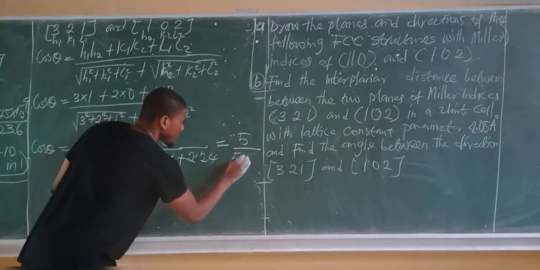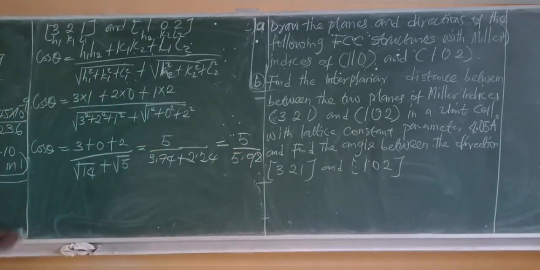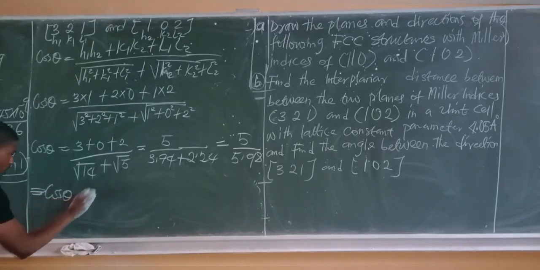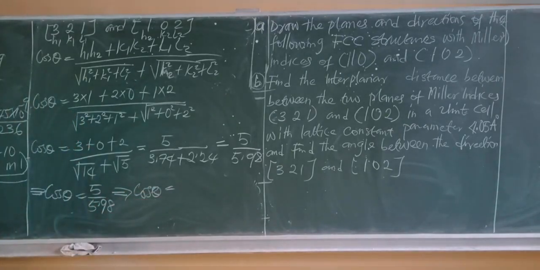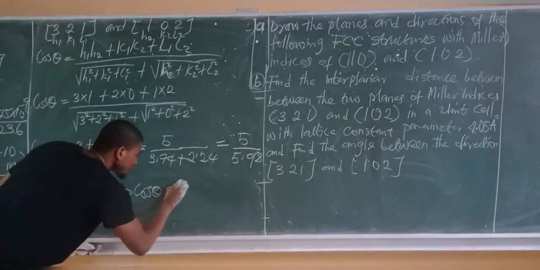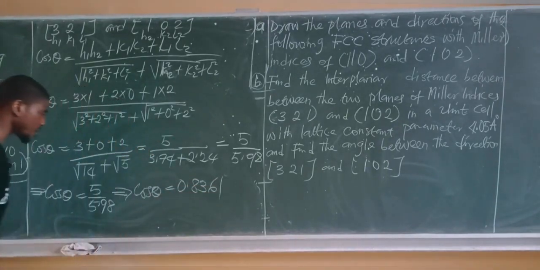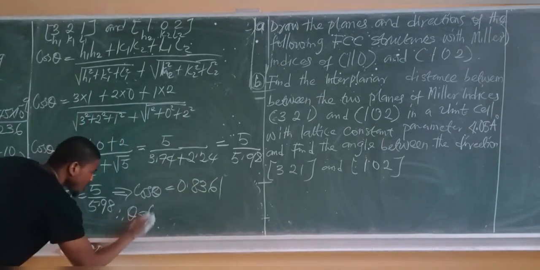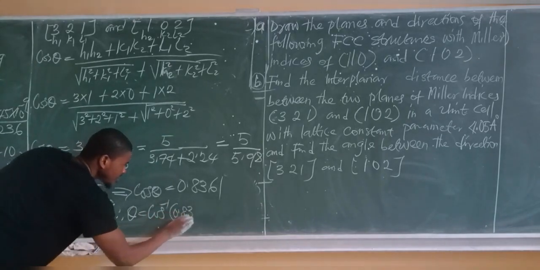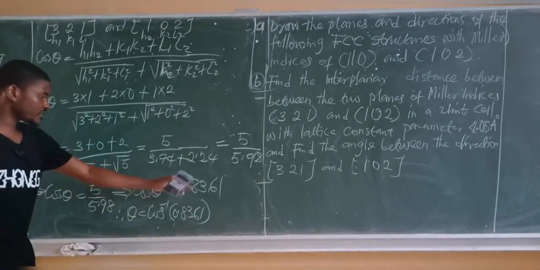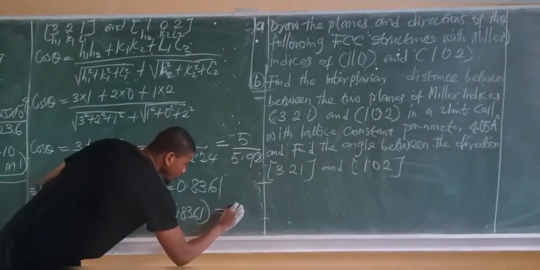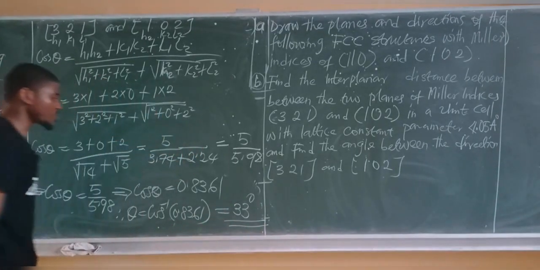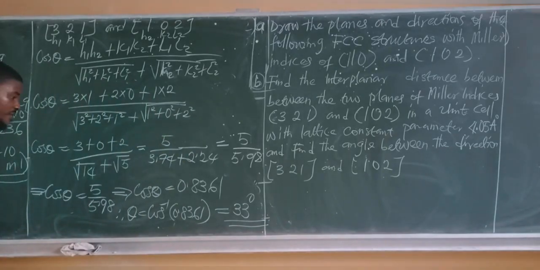So this is equal to 5 all over 3.74 plus 2.24, which gives me 5.98. So cos theta is equal to 5 over 5.98. We simply divide 5 by 5.98, and that gives me 0.8361. Therefore the angle is the cos inverse of 0.8361. Simply taking the arc cos of this value, we obtain the angle, which is approximately 33 degrees. So it becomes the angle between the two directions, 33 degrees.